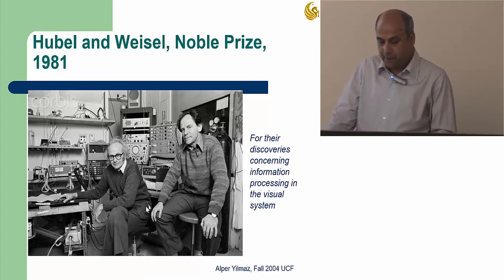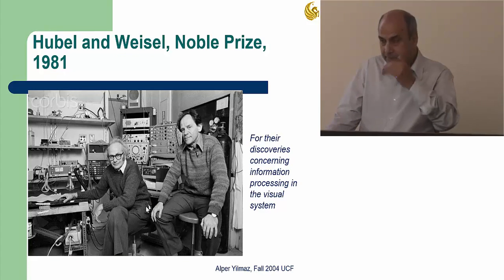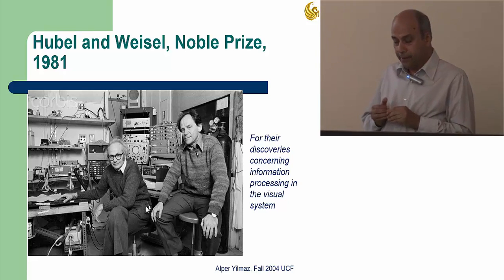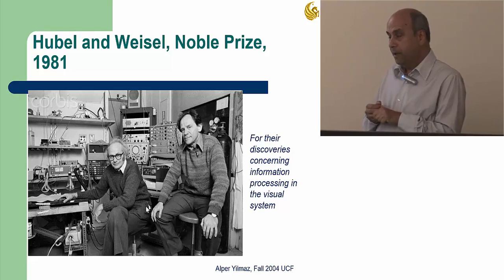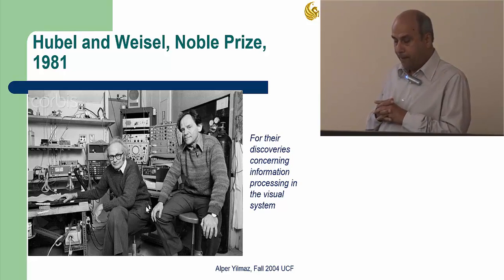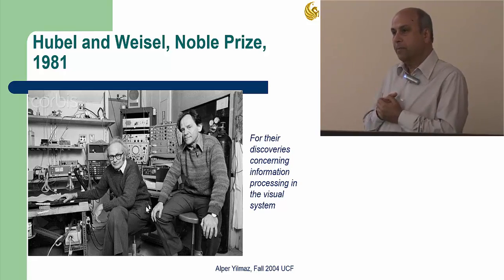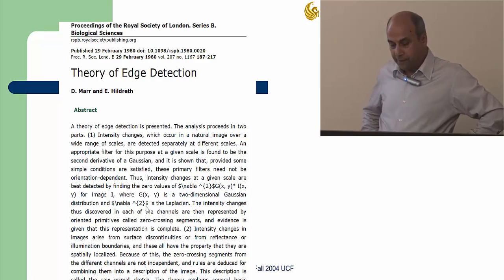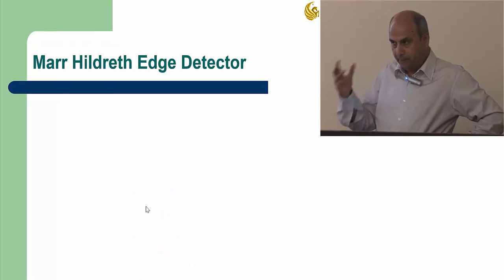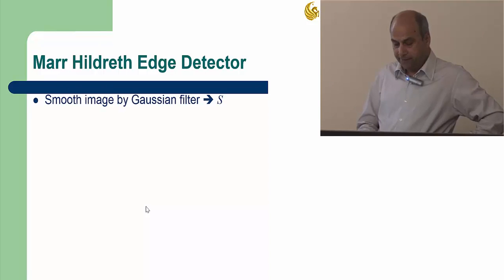So she did a master's thesis on this edge detector, and there was this background work at Harvard University. These were two scientists, Hubel and Wiesel. They got the Nobel Prize in 1981 for discovering these different cells in the retina of a cat and so on. And this was all inspired from that work. They published this paper called Theory of Edge Detection in the Philosophical Transactions of the Royal Society of London. And so let's talk about what the Marr-Hildreth edge detector does.